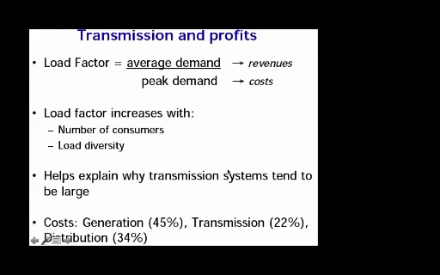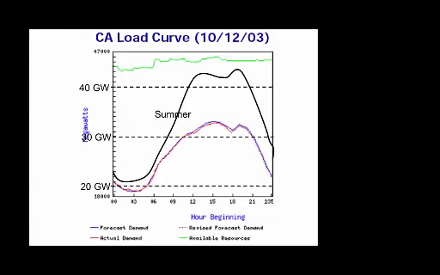So this is why transmission systems tend to be very large. And it's good for us to remember that generation only accounts for slightly less than half of the cost of electricity, the rest being long-distance transmission and the distribution of electricity to the different users. We keep in mind the California energy curve, that at nighttime the consumption can drop below 20 gigawatts, but during the summer, especially in the evening when the air conditioner load is high, the demand can go up over 40 gigawatts, and that our capacity to produce electricity is only about 42 gigawatts.